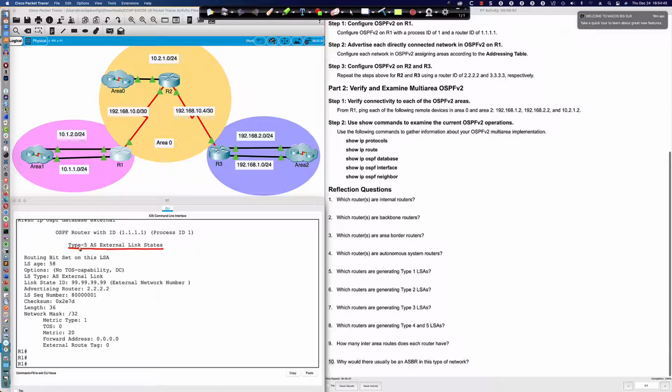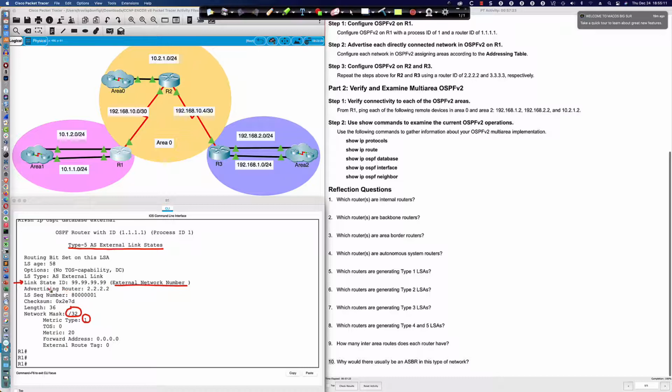Your OE, in this case, 1, that's what that 1 represents right there. It's not a cost of 1. It's the metric type of 1. And so we can see here, here's the link state ID. This is the external network number. It's a /32, 99.99.99.99.